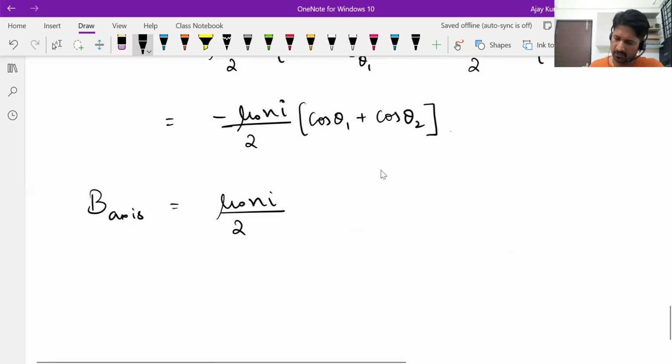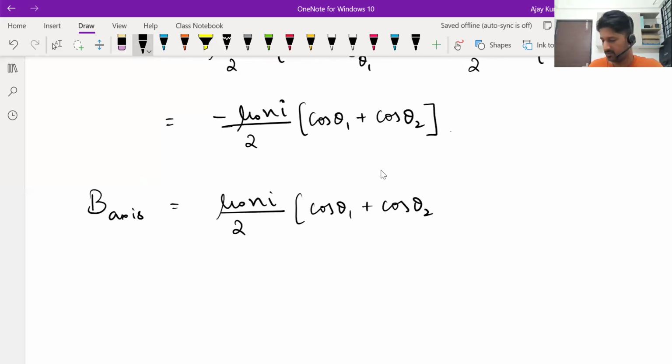So mu naught Ni by 2 into cos theta 1 plus cos theta 2. Okay.